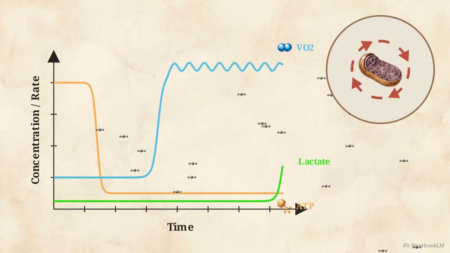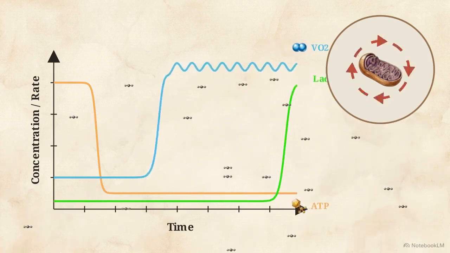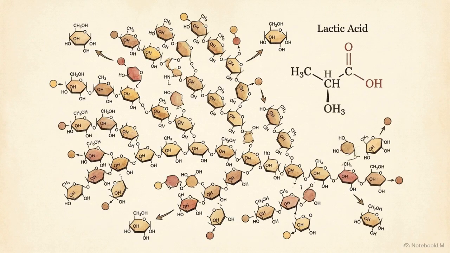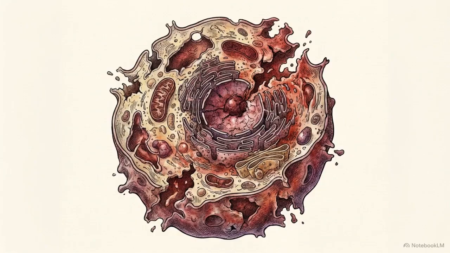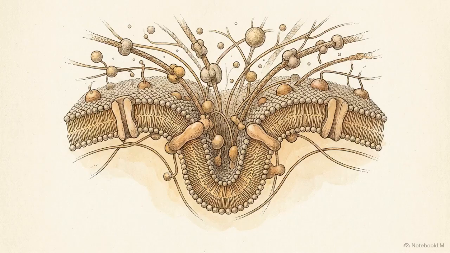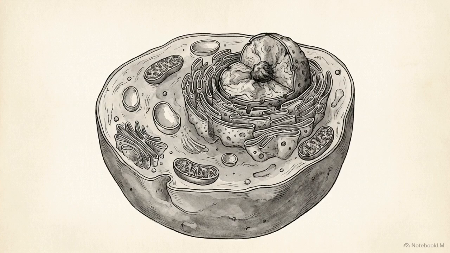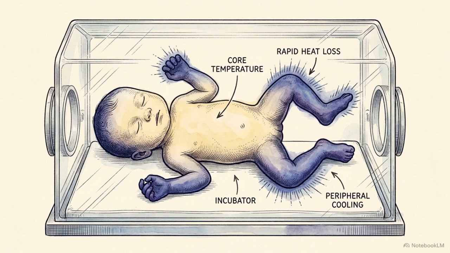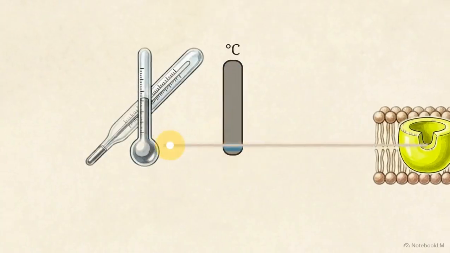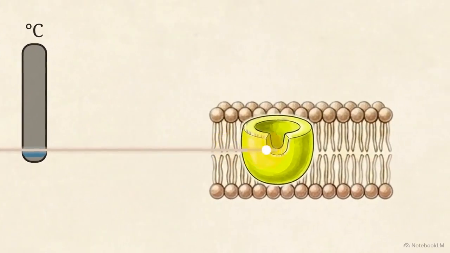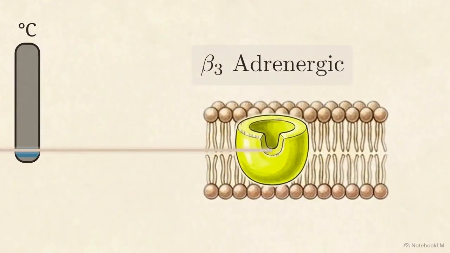It is forced to shift entirely to anaerobic glycolysis to generate energy. Glycogen stores are rapidly depleted, resulting in the massive generation of lactic acid. The uncoupled cell is trapped, maximizing oxygen intake and acid output, while starving for usable energy. Returning to the neonate. Their high surface area to volume ratio and lack of mechanical shivering require an alternative to survive cold stress. The drop in ambient temperature activates the sympathetic nervous system, specifically targeting beta-3 adrenergic receptors.